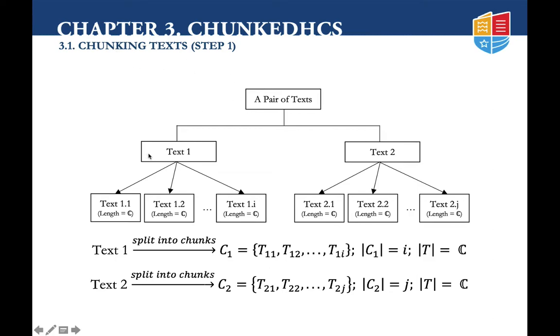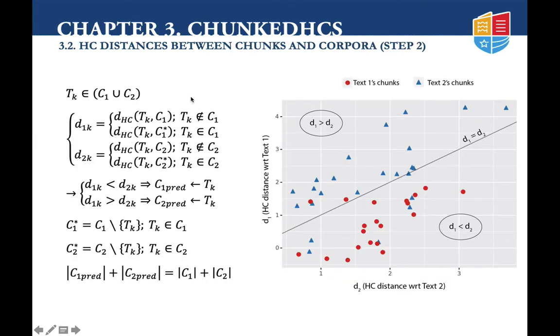The pair of text one and text two is split into individual chunks having the same length, the chunk size C here. Then the next step is to calculate the distance between individual chunks and each of the corpora. For example, let's take this individual chunk as an example. We have text one and text two. Text one chunks are in red and text two chunks in blue.